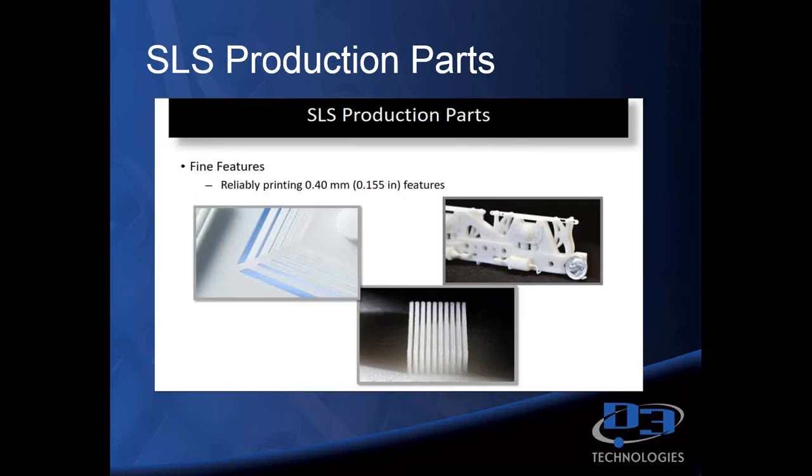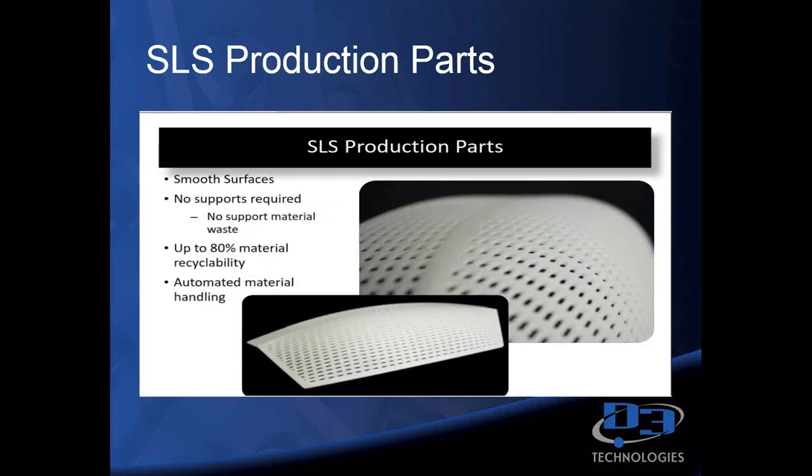Selective laser sintering, I want you to take a look at this, because this is another key reason why so many companies use this technology. It's got reliable, repeatable printing with features down to 0.155 inches in terms of fine feature detail. And also really smooth surfaces. You recall I told you that when the parts are being printed, it's actually using the surrounding powder as a support material, so there's virtually no support material and no waste in material, because about 80% of it is recycled back in. And it also has an automatic material handling process where it recycles all that material that is left over that's not sintered or solidified, and pulls it back into the unit to be reused for the next print.